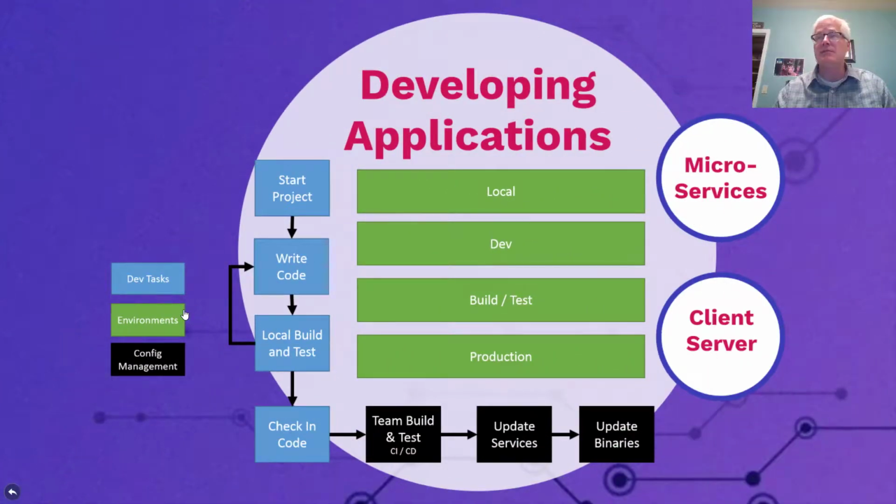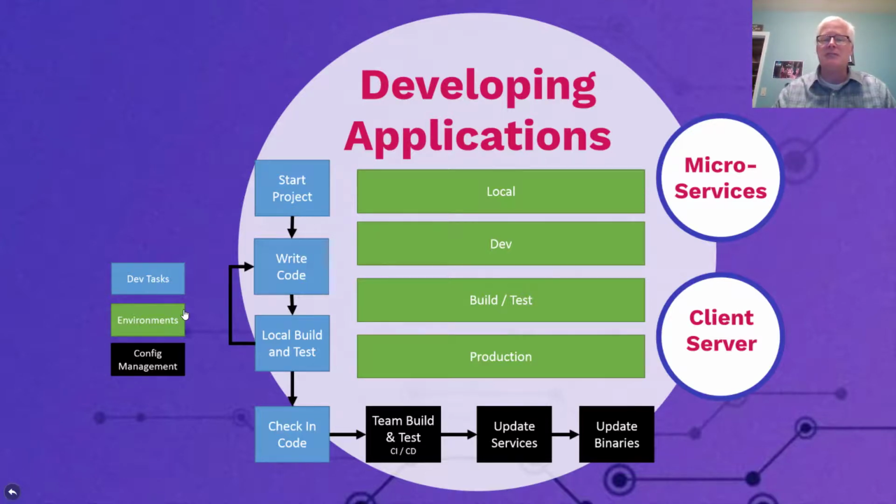So, typically in developing applications, very simple. We start a project, we write code, we do local build and test, and then we check in the code into GitHub or whatever tool that you're using. And then typically continuous integration and delivery system kicks off, runs your team build, maybe checks your code into a repository that then kicks off things in a development environment. And then maybe you do build and test environment, and then eventually it gets into production.